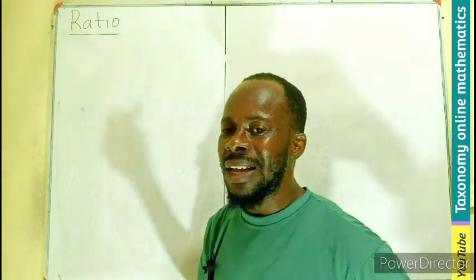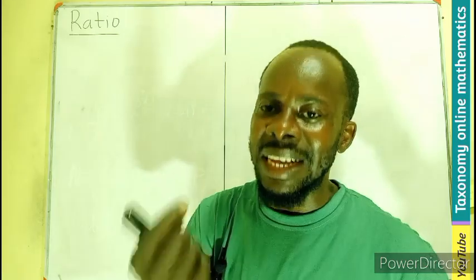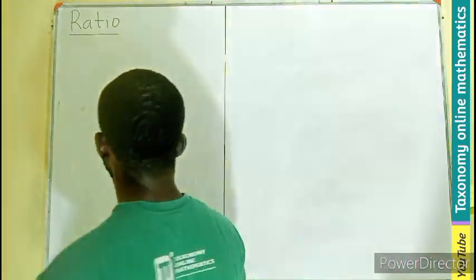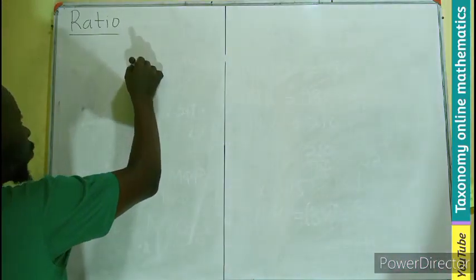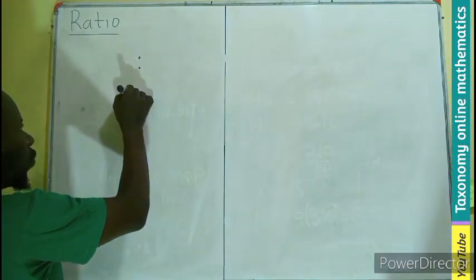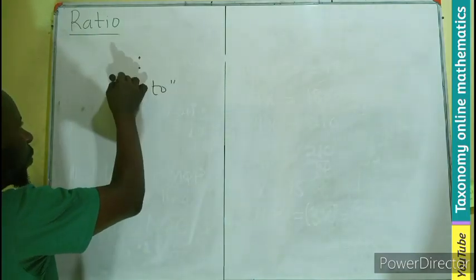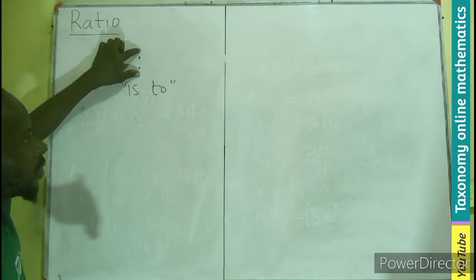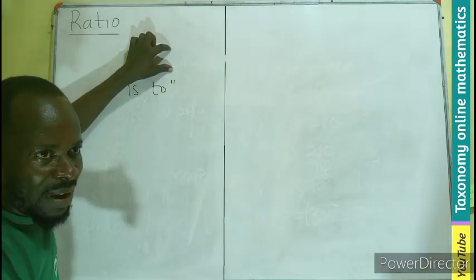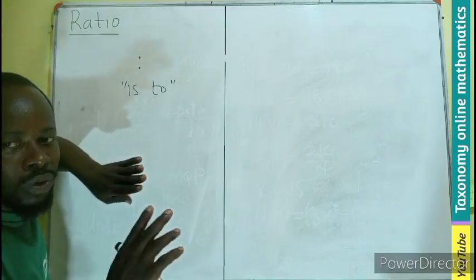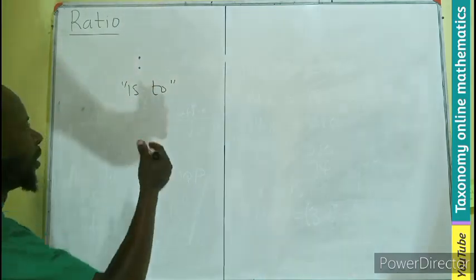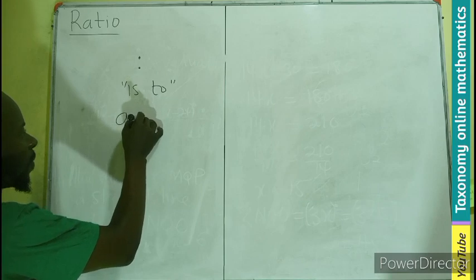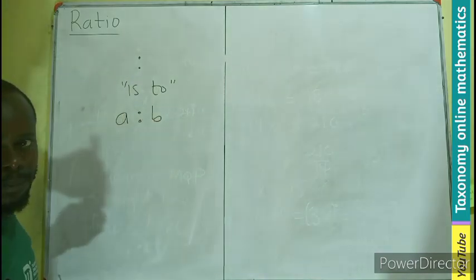So in this case, ratio can be represented with the symbol "is to". Whatever comes before the colon, then whatever comes after, these are the two quantities we are comparing. So we can have A is to B.